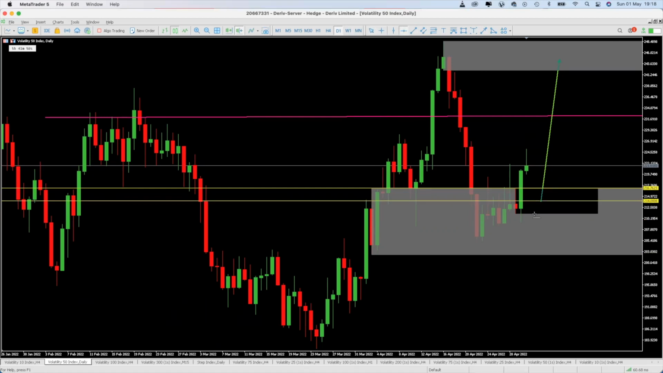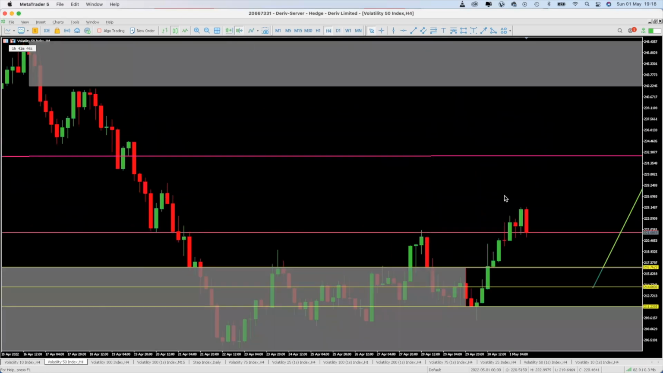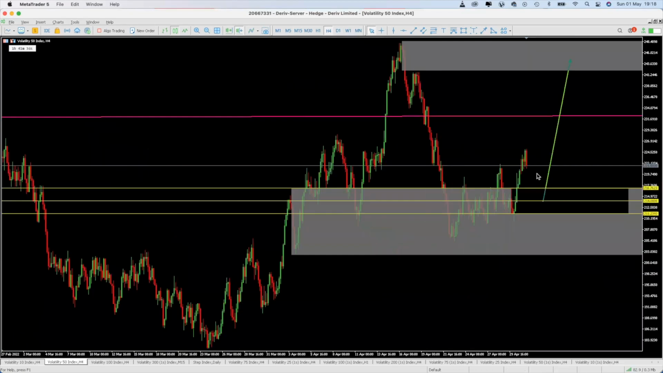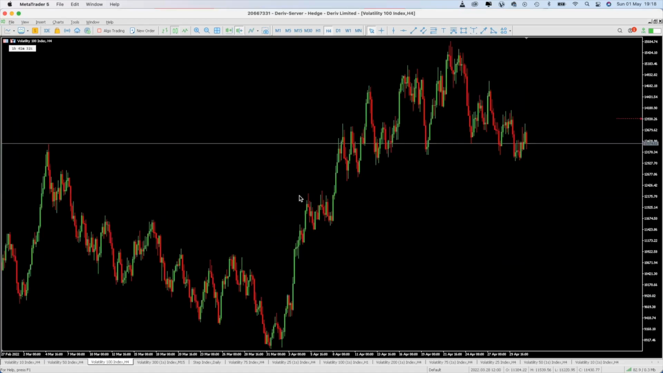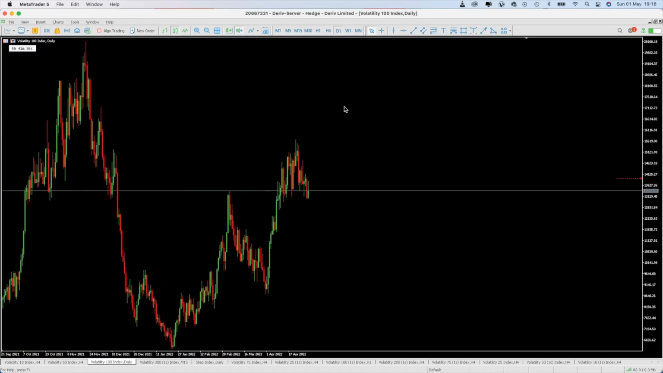All right, great. I'm in the 4-hour time frame. Perfect. So I'm just waiting for a mitigation back here, and then I'll buy this market. That is it for VIX 50, simple stuff. And then the next pair is VIX 100. Let me go to the daily and see what we're doing here.